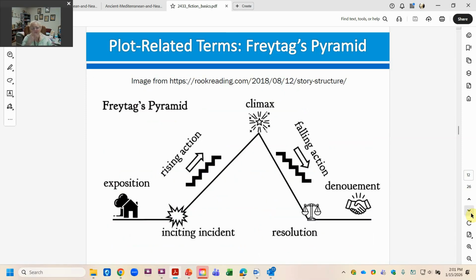And so you can see here, this is one way that you can see the pyramid, right? Where something starts off, we have that inciting incident, the action gets higher, until we get the climax, and then things are resolved, right? So this is where you want to look.